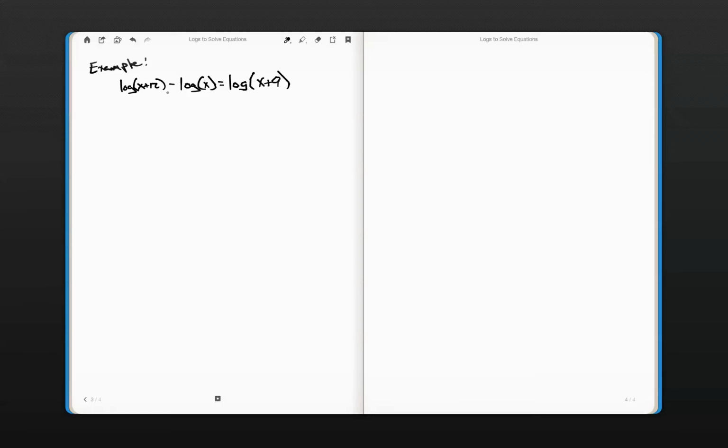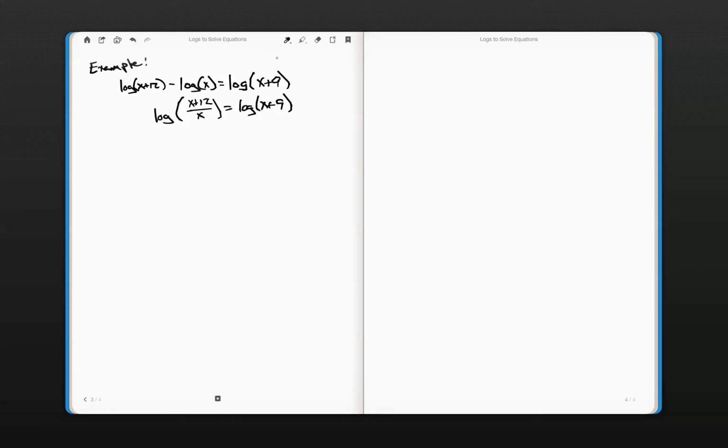Again, my goal is to have one log on each side, so I'm going to combine these two. I'm going to say that x plus 12 over x, right? So this becomes the log of x plus 12 over x equals the log of x plus 9. Now, I've got two options. I could rewrite each of these in exponential notation, except that this isn't really a log of something that equals a number. This is the log of something that equals some other log of something.